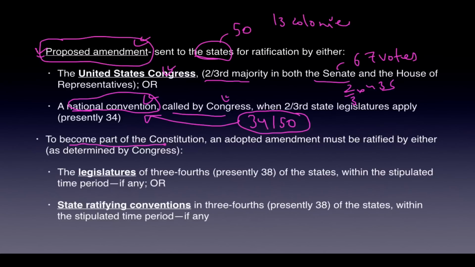Now, how does it become part of the Constitution, how can it actually be passed? Once Congress has passed it with a 2/3 majority in both houses, or a national convention has been called by 2/3 of the legislatures, then to pass it, 38 of the 50 states, that is 3/4 of the state legislatures, need to pass it. There might be a time limit attached to it, or there might not be, we don't know. Or it can be passed by state ratifying conventions, so either by the legislature or by the state ratifying convention, again in 3/4 of the states, which at present is 38.